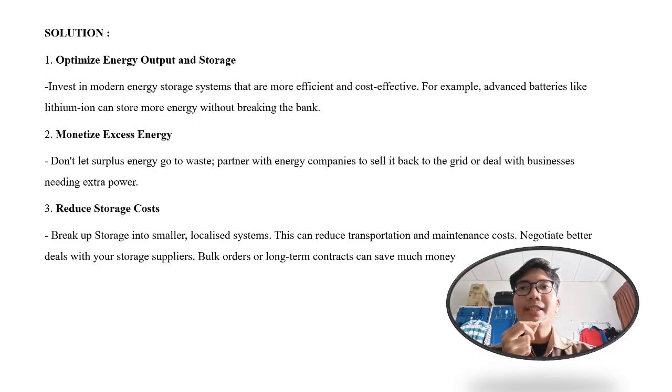So the first solution is to optimize energy output and storage. Invest in modern energy storage systems that are more efficient and cost effective. For example, advanced batteries like lithium-ion can store more energy without breaking the bank. Second solution is to monetize excess energy. Don't let surplus energy go to waste. Partner with energy companies to sell it back to the grid or deal with businesses needing extra power.